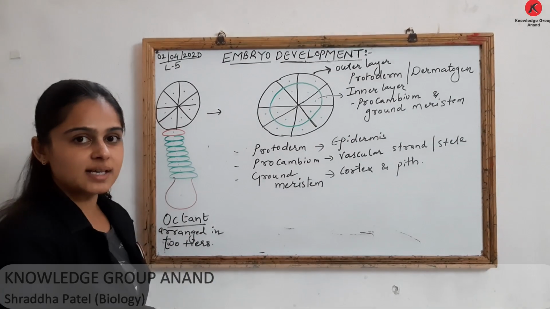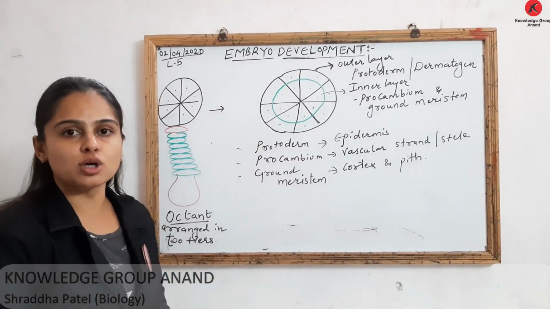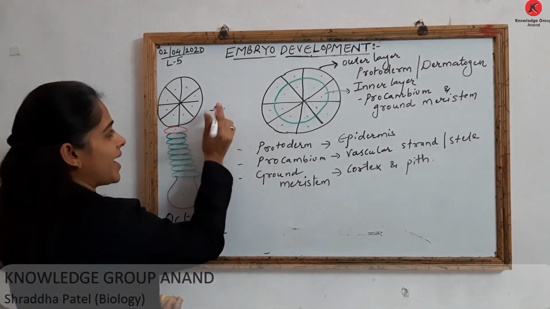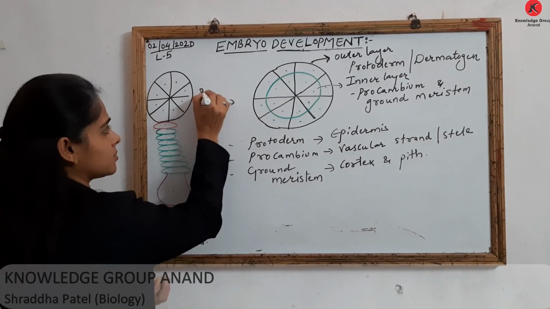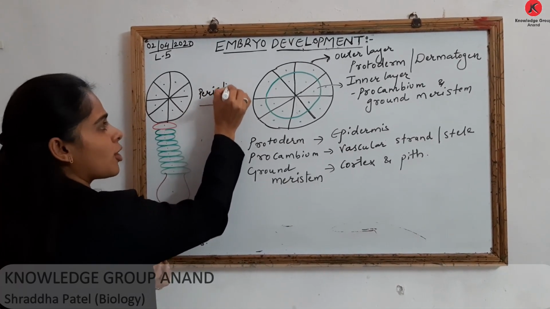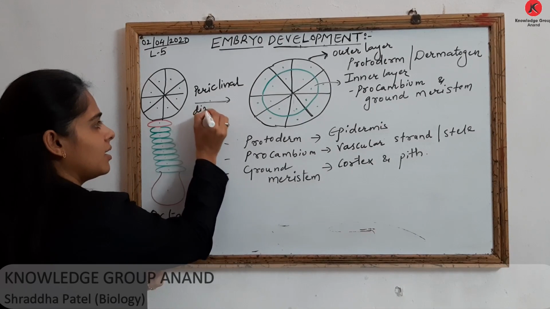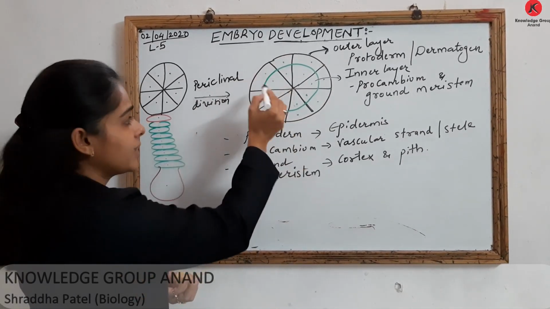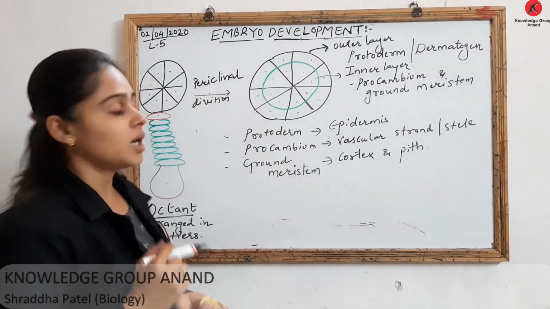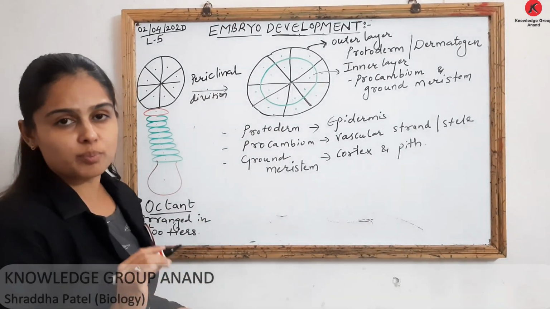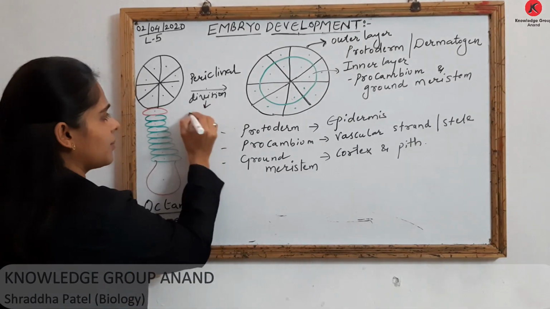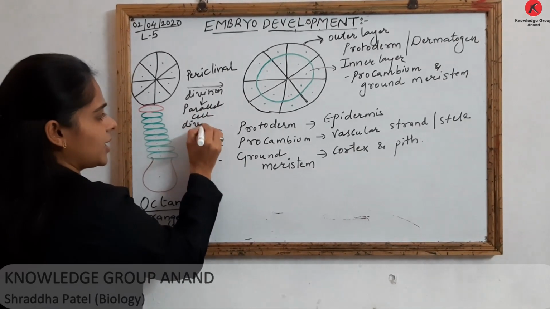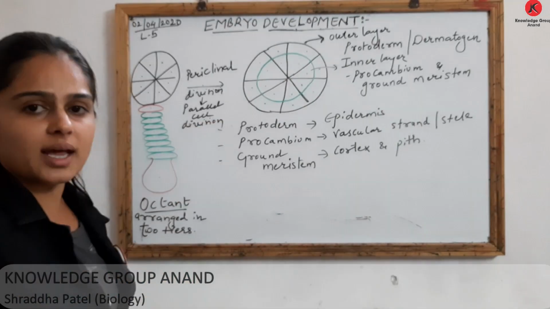Okay, so this is your 8 cell structure, right? Altogether it is called your octant. Now what happens? This undergoes your periclinal division, resulting in formation of outer layer and inner layer. Now what is periclinal division? Periclinal division is nothing but parallel cell division.